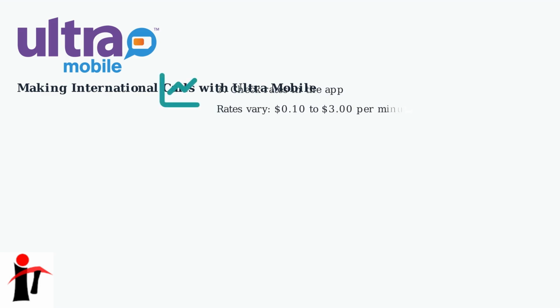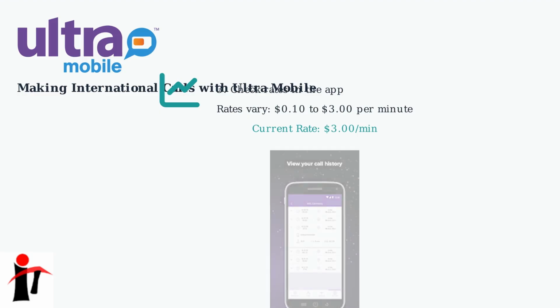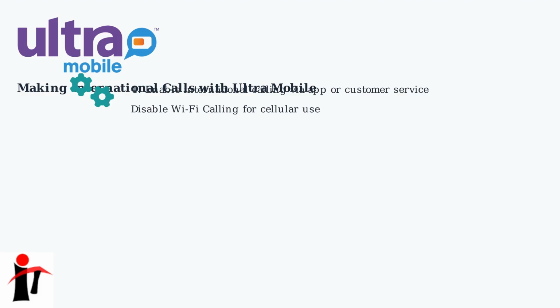Finally, be mindful of rates, which vary by destination, ranging from $0.10 to $3 per minute. Check the Ultramobile app for specific rates to your desired country. You can enable international calling via the app or customer service if it's not already active. Remember to disable Wi-Fi calling for cellular use.